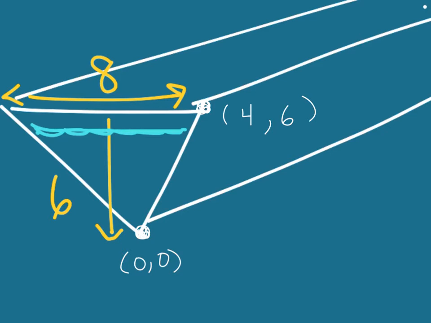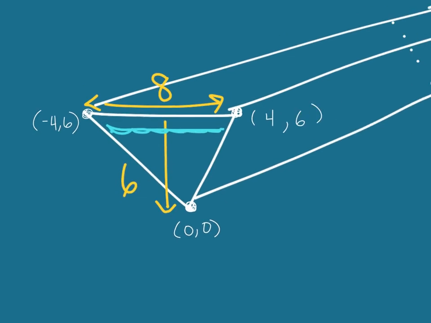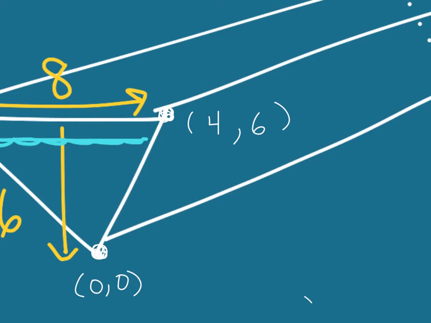Because 0, 0 is in the center, what would be the coordinates of this one over here? -4, 6. If those are the corners, you could put your origin wherever you want. If you wanted to put the origin on one of the upper corners, but I usually feel like it's easiest to put it in the bottom in the middle. What is the equation that connects these 2 points, from 0, 0 to 4, 6?